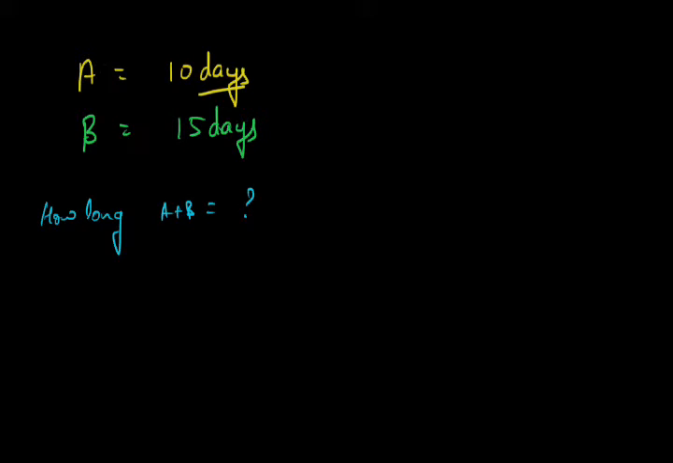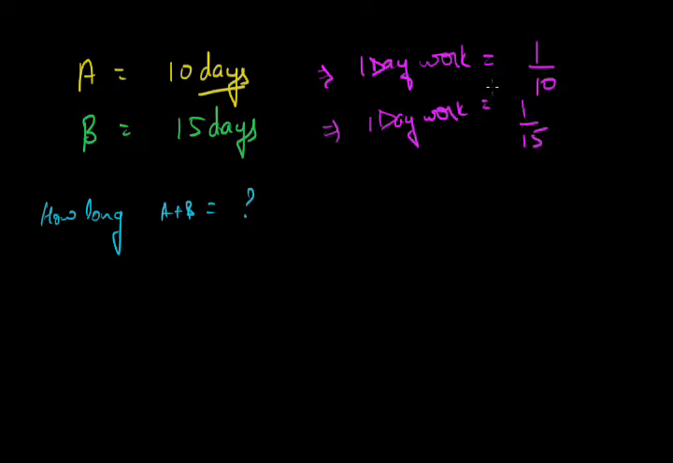Now, it's a simple approach. A can do the work in 10 days. It means in one day, the work done is 1 by 10. It means 1/10 of the work is done in one day. Similarly, for B, one day work is 1 upon 15. If A plus B work simultaneously, then one day work would be the summation of 1 by 10 plus 1 upon 15.